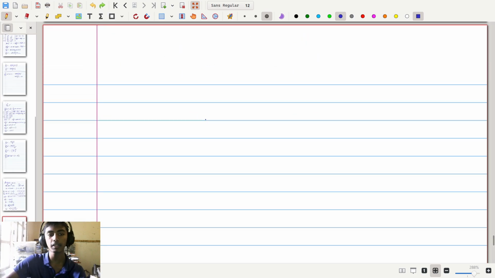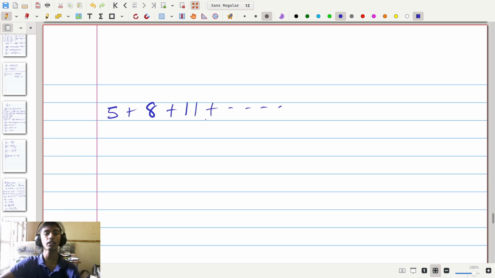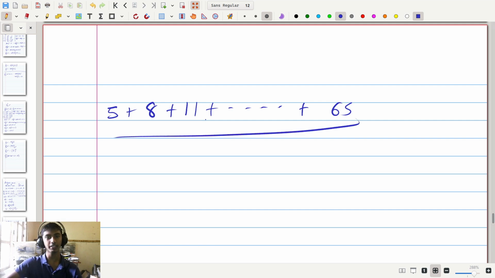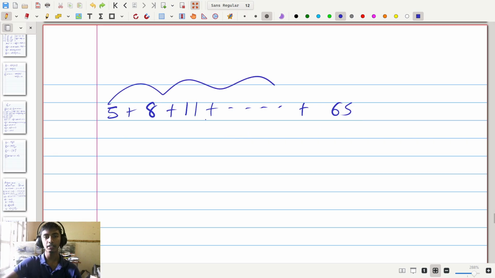So we could do something like, for example, let's say the sum 5 plus 8 plus, we can do next 11 plus and so on and so forth. Let's say we go up to 65, right? If we go up to 65, we have to ensure that this is an arithmetic sum. We can do that by considering the terms mod 3, because here we are going up in increments of 3.